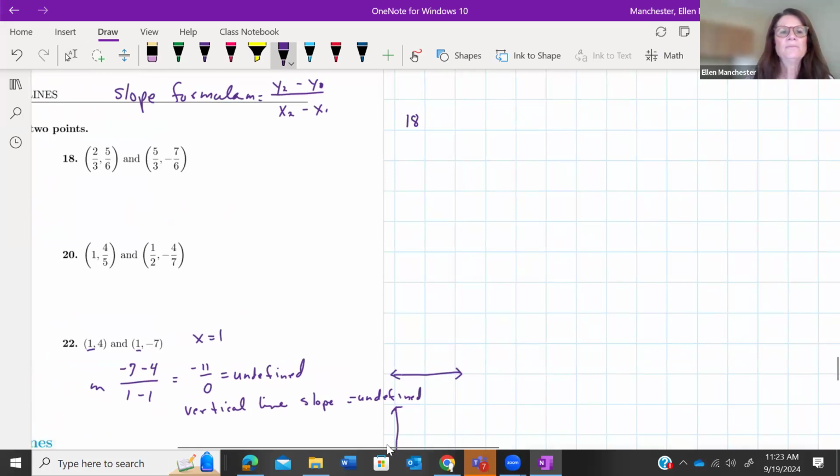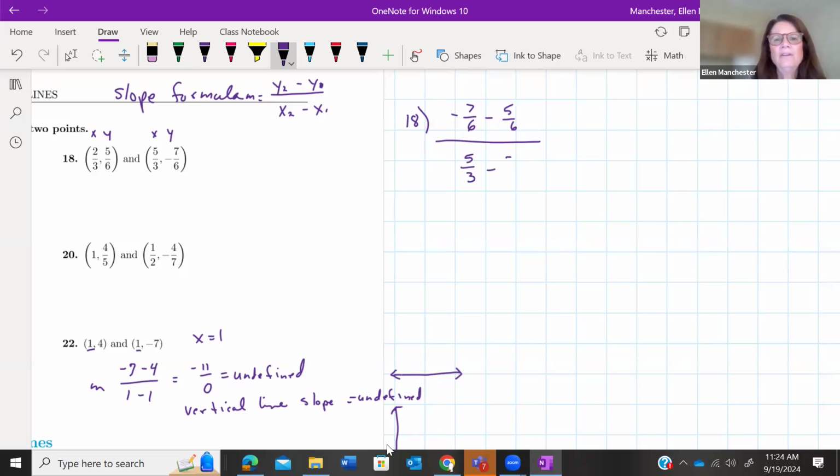So 18. So remember, x and y, x and y. So negative 7/6 minus 5/6. Oh, this is set up so nice. You don't have to get a common denominator. It's already there. And then 5/3 minus 2/3.